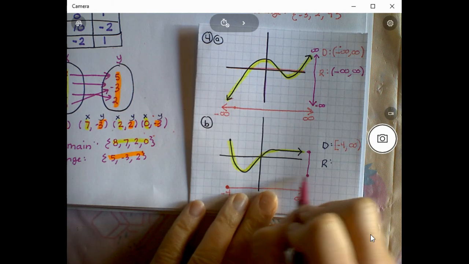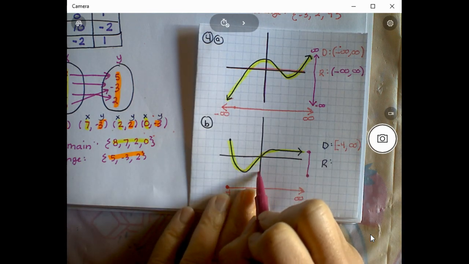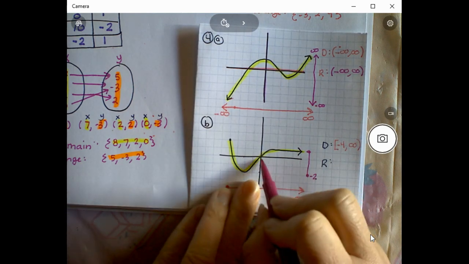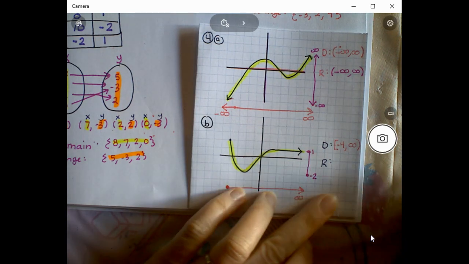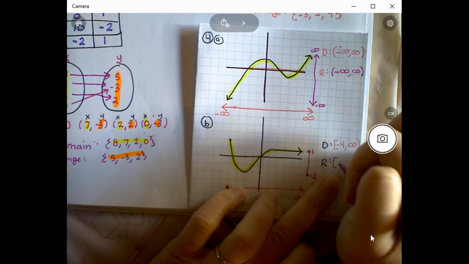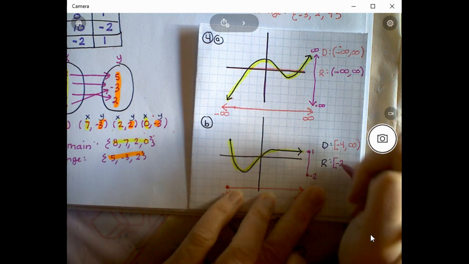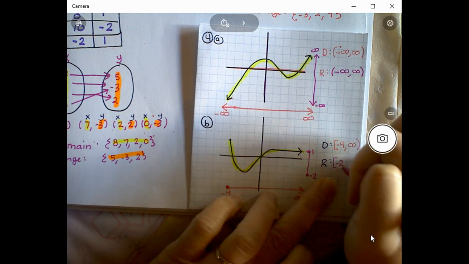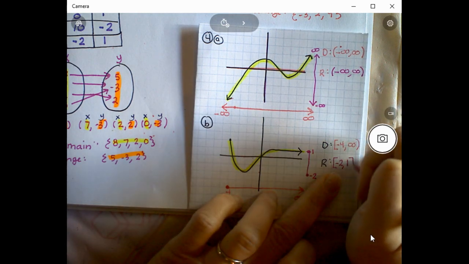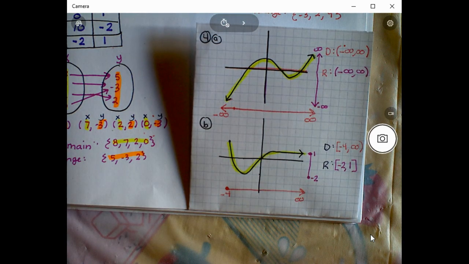And so we need to figure out what those points are. Well, this is negative 2, and this is positive 1. So our range goes from negative 2, and it's a bracket because it's a filled in circle, to positive 1. All right, that is domain and range in a nutshell.